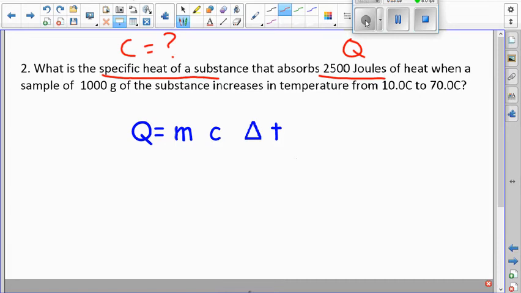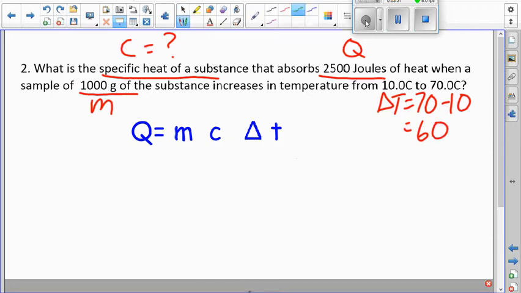Our M is our 1,000 grams. There's an M right there. And our temperatures, so I have 2 temperatures again, 10 and 70. Which one do I use? Well, it's going to be both, because I want the delta T, the change in temperature, so it's going to be our big one minus the small one. It's going to be 60. So let's go ahead and start plugging things in here.